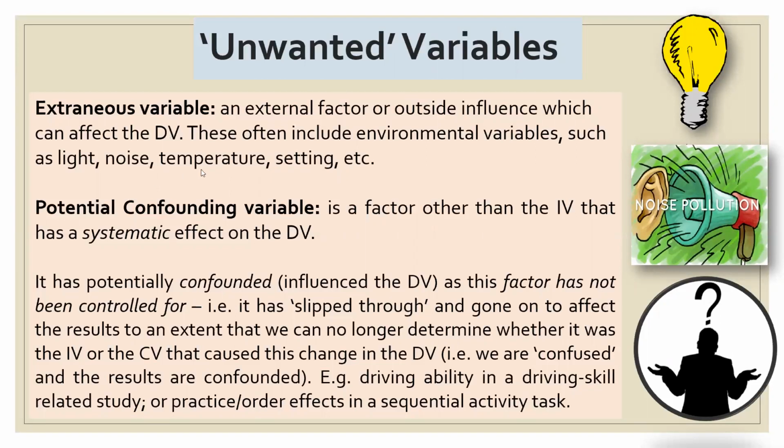So just differentiating between these two now, extraneous variables are any environmental variables. So remember, E for extraneous, E for environmental. They usually are easy to identify. So if I'm going to get you guys to do a SAC, or a memory test, I'm going to be looking at, okay, what are the variables that could potentially affect your performance?